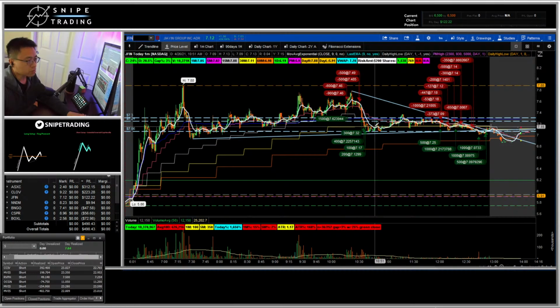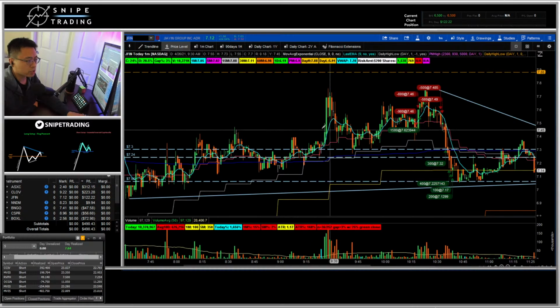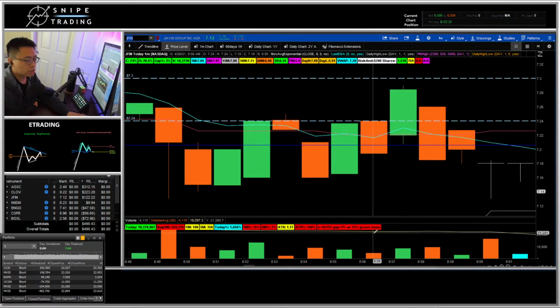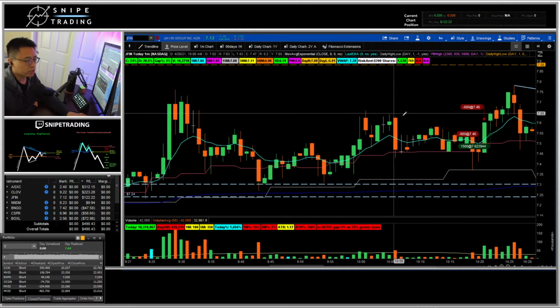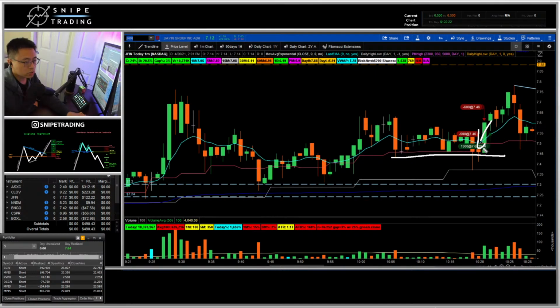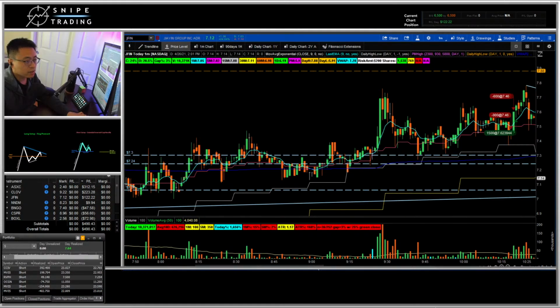Next trade was JFIN. There were a couple of trades here. I took an early loss, a $450 loss or so at this position. I took a short there, it had a wick, tested the 15-minute chart, and it popped up, and I took like a $180 loss or so at that spot.